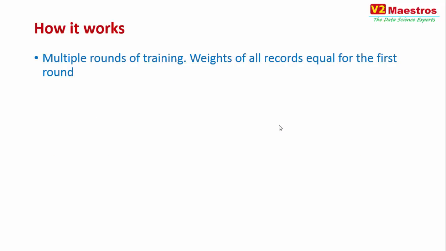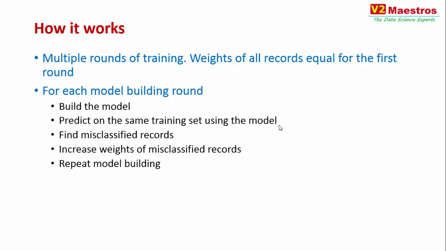And how do you do that? Let's look at it in the next slide. So again, here there are multiple rounds of training. You start off with the weight of all records being equal in the first round. So you don't take a subset, you take all the records with equal weights, and go and build your first model.